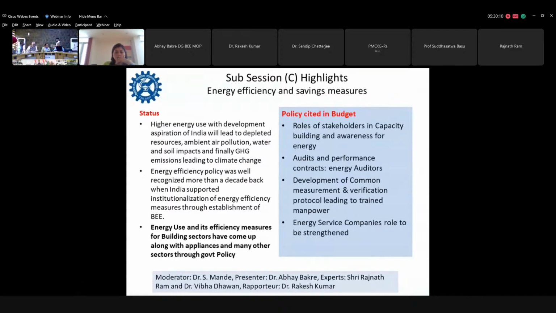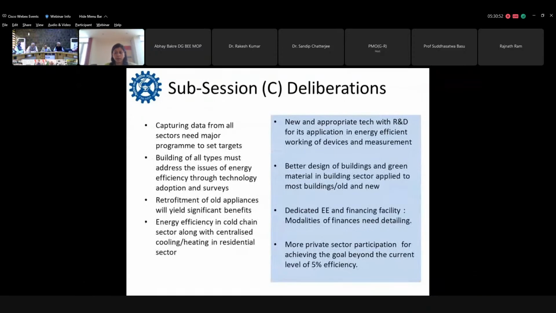Some of the very important points made on the policy side were things like: how do we integrate the informal sector with the formal sector? For example, in e-waste recycling, we know that the integration of the formal and informal sectors needs further enhancement. One suggestion, which I put here for consideration, was: can we consider the informal sector on par with small farmers, with all the policies that exist for farmers? The other one was that the role of stakeholders in capacity building and awareness of energy needs should be enhanced. Then audits and performance contracts also need to be improved at a very large scale, and the development of common measurement and verification needs to be highlighted.